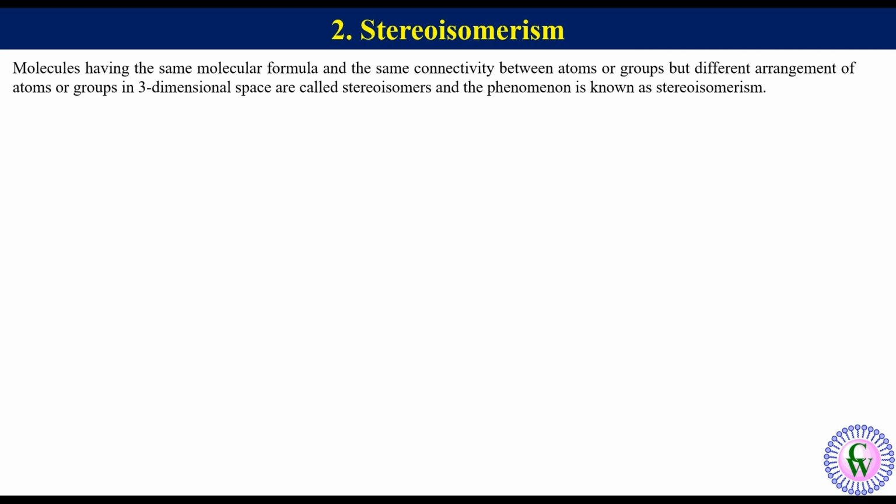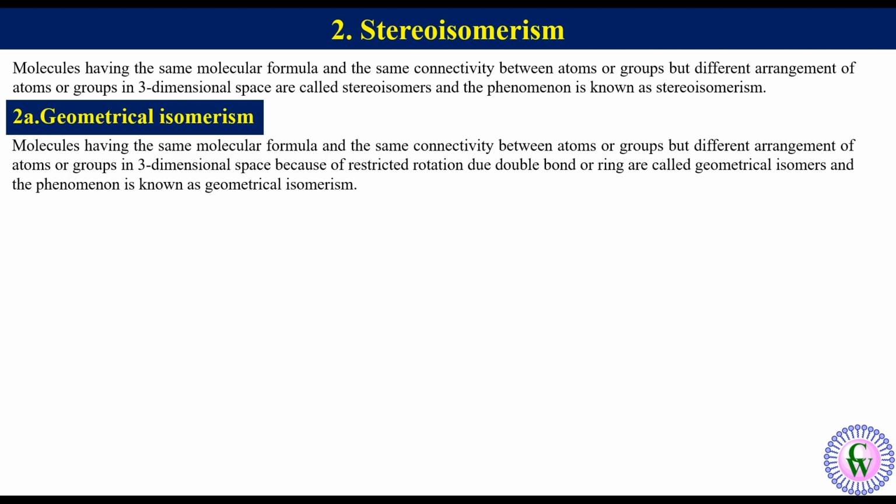We know that stereoisomerism is of two types, geometrical and optical. We will take one by one. We will first take geometrical isomerism. Molecules having the same molecular formula and the same connectivity between atoms or groups, but different arrangement of atoms or groups in three-dimensional space because of restricted rotation due to a double bond or ring, are called geometrical isomers, and the phenomenon is known as geometrical isomerism.